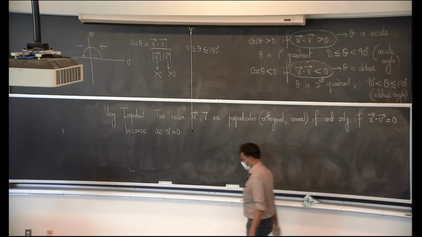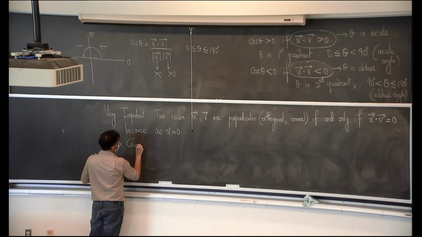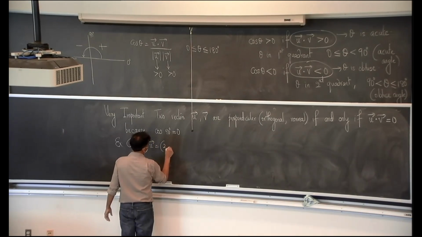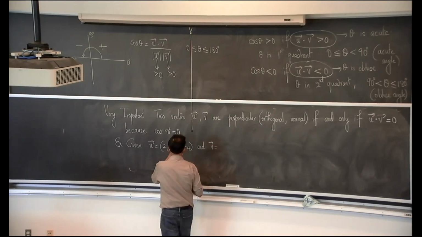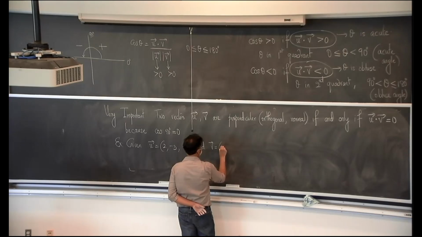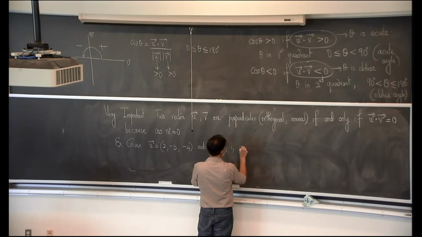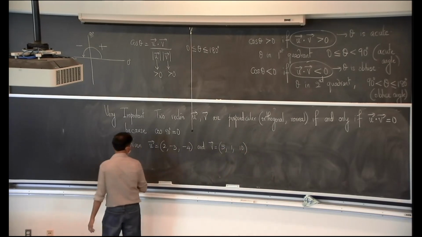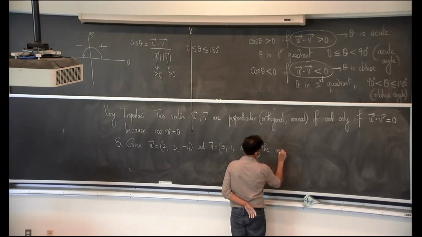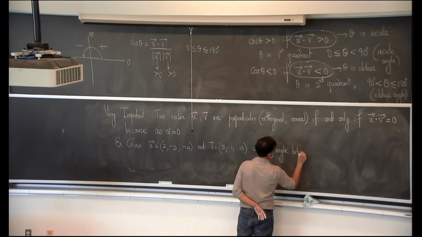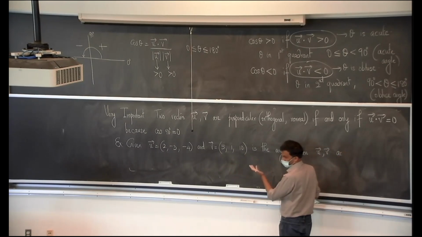So just to check this out, okay, so example, given u equal to 2, -3, -4, and v equal to 5, 1, 10, okay, 1, 10. Is the angle between u and v acute, obtuse, or right? 90 degrees is right angle.